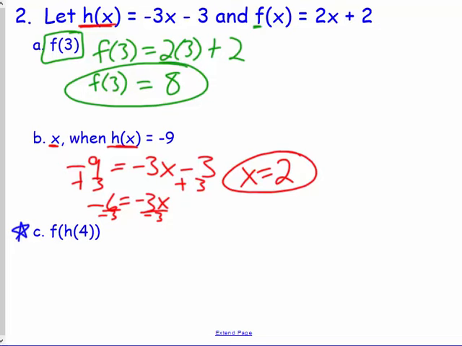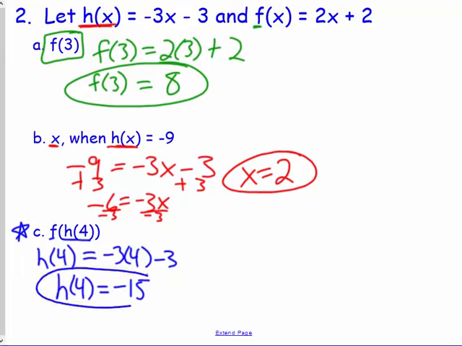We need to find the function f at h of 4. So what I need to figure out first, just like order of operations, I'm going to start at the innermost. I need to figure out what h of 4 is first. So, well, I'm going to come over here and I'm going to say, all right, h of 4. That means on the h function, I'm going to put in a 4. So I would have negative 3 times 4 minus 3. And I got to figure out what h of 4 is. Well, h of 4 is negative 3 times 4, negative 12, minus 3, negative 15.